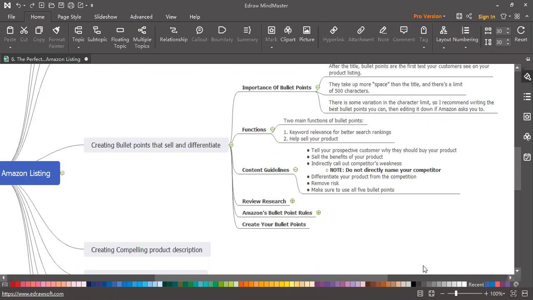It will make the potential customer act on it and buy the product.